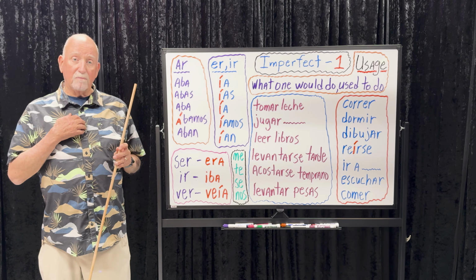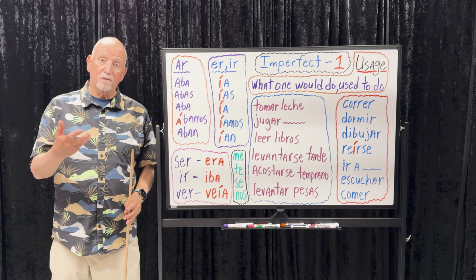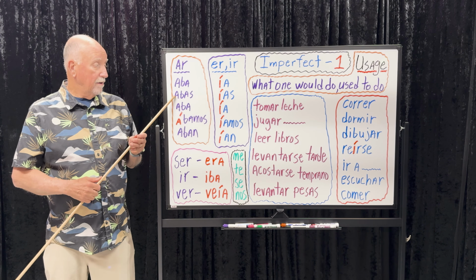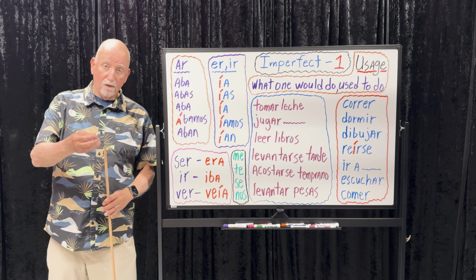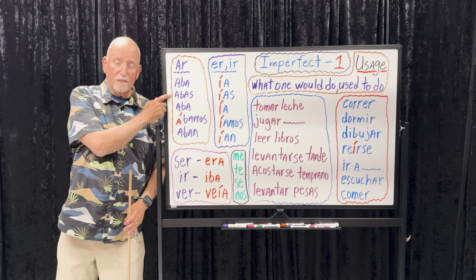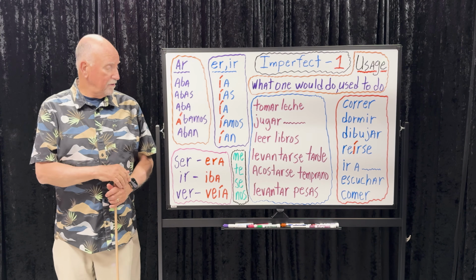Jugar. I used to play baseball. Yo jugaba baseball. My brother played basketball. Mi hermano jugaba baloncesto. What sports did you used to play? ¿Qué deportes jugabas tú? Yo jugaba muchos deportes. I played a lot of sports.